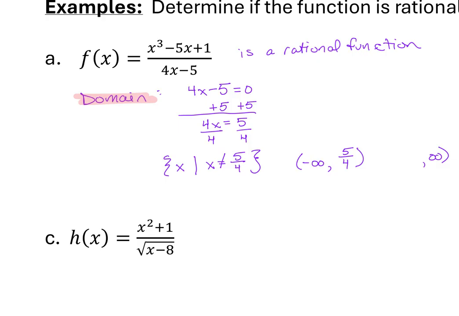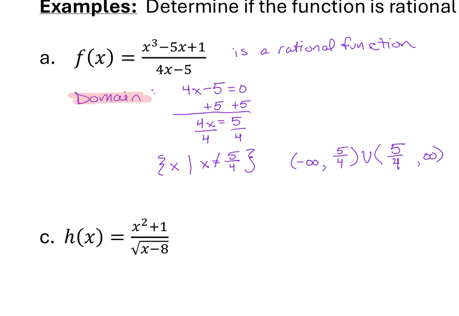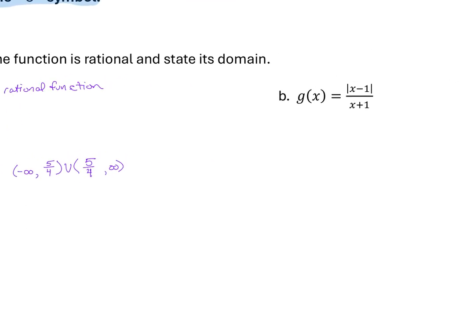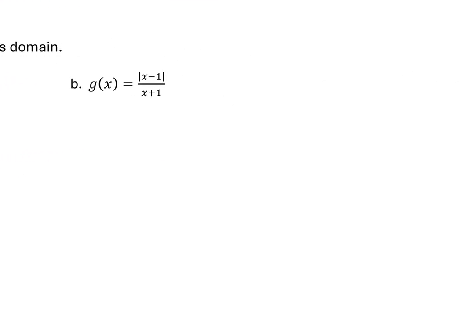We cannot equal 5 over 4, and so we're going to put a parenthesis. And then we want all the numbers that are strictly larger than 5 over 4. And so we're going to put another parenthesis with 5 over 4 on that side. All right, that is example A. Let's go ahead and look at a couple more. All right, let's come over to example B.